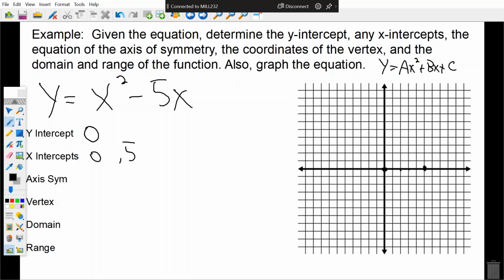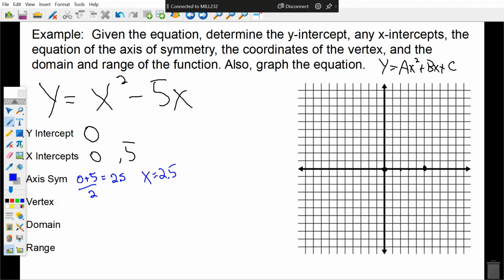Okay? Now we need to find the axis of symmetry. The axis of symmetry is right between, in the middle of 0 and 5. So 0 plus 5 divided by 2 is 2.5. So my axis of symmetry is x equals 2.5.